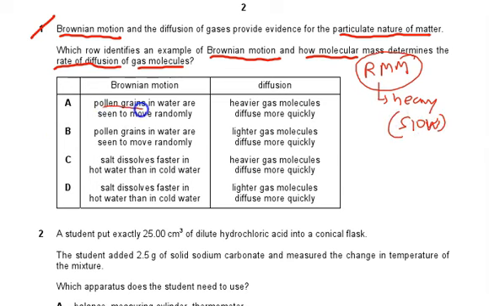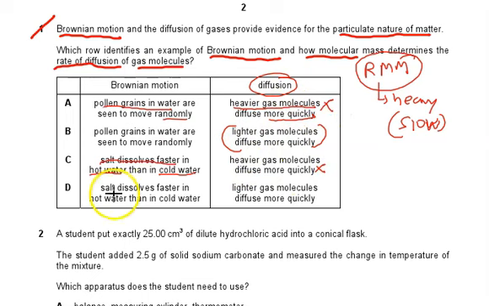Okay, pollen grains in water are seen to move randomly, and this is the same for B and C. Salt diffusing faster in hot water than in cold water is a rate of diffusion. So they have two examples over here. Let us look at the diffusion part. Heavier gas molecules diffuse more quickly, or lighter gas molecules diffuse more quickly. Your answer here should be lighter gas molecules diffuse more quickly. Alright, so this is wrong.